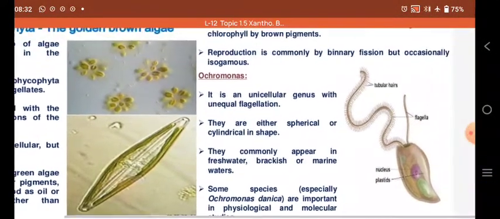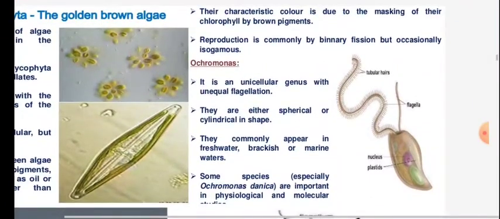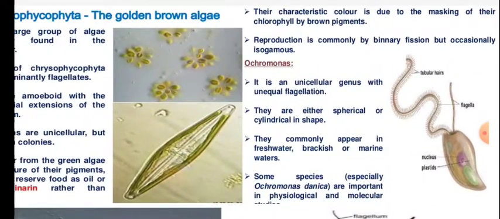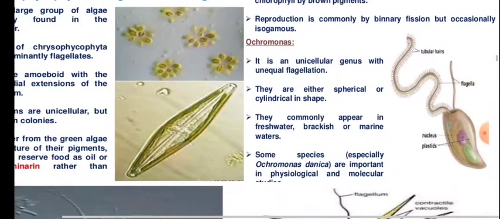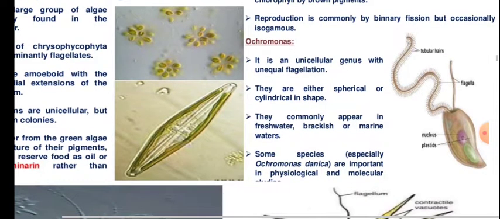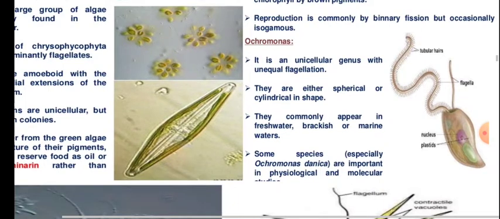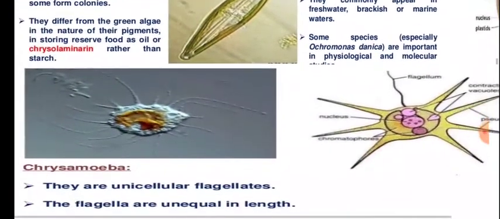Here we are knowing Acromonas is one genus. So you see Acromonas, it is a unicellular genus with unequal flagellation. One is shorter, one is longer, tubular flagella. Secondly, they are either spherical or cylindrical in shape. They commonly appear in freshwater, brackish or marine water. And some species of Acromonas are important in physiological and molecular characteristics.